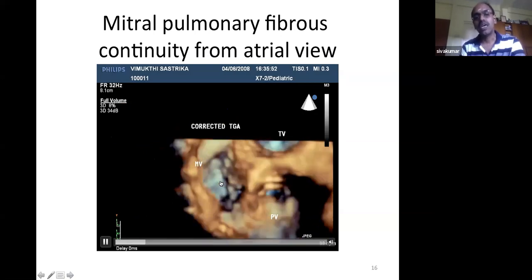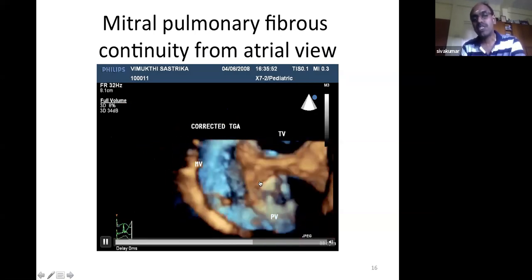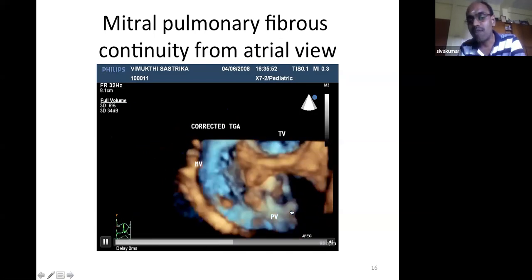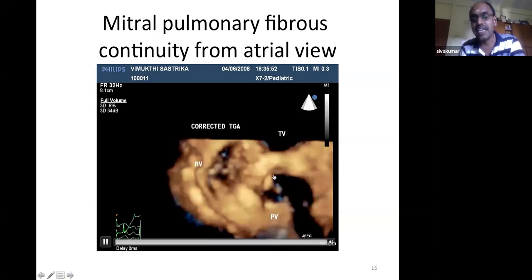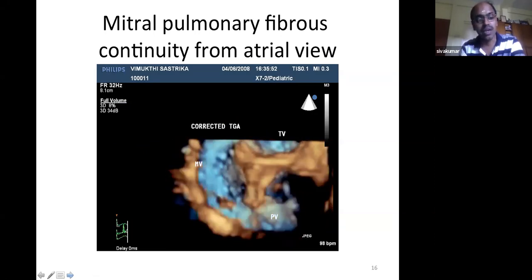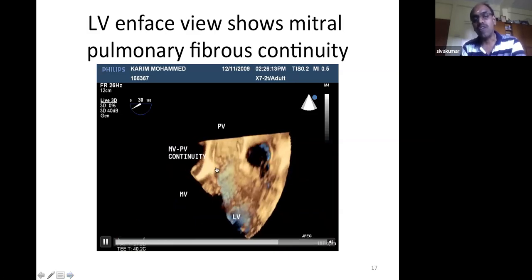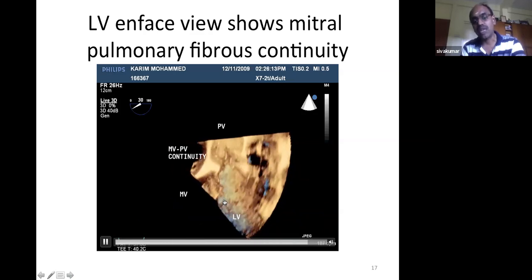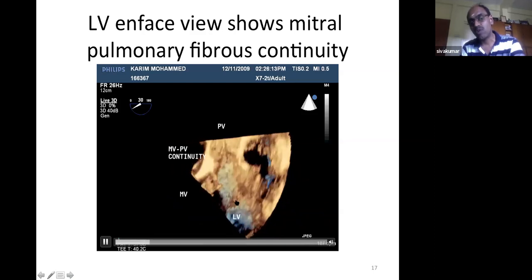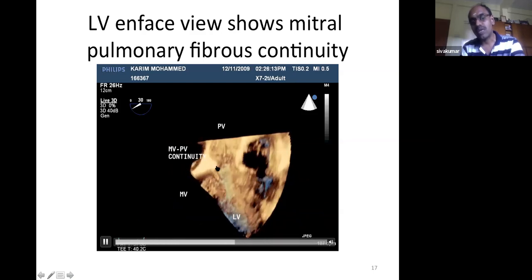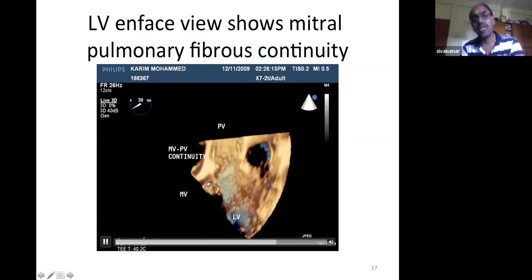So this is the mitral valve. You can appreciate that the mitral valve and the pulmonary valve will be in fibrous continuity, and the pulmonary valve will completely be wedged inside the groove between the tricuspid and the mitral valve. So the pulmonary valve is actually wedged deeply. This is an en face view from the left ventricle. This is the smooth left ventricular septal surface. The mitral valve is opening into the left ventricle, and through the smooth septal surface left ventricular outflow tract, this is the pulmonary valve. So the pulmonary valve and the mitral valve are in complete fibrous continuity.